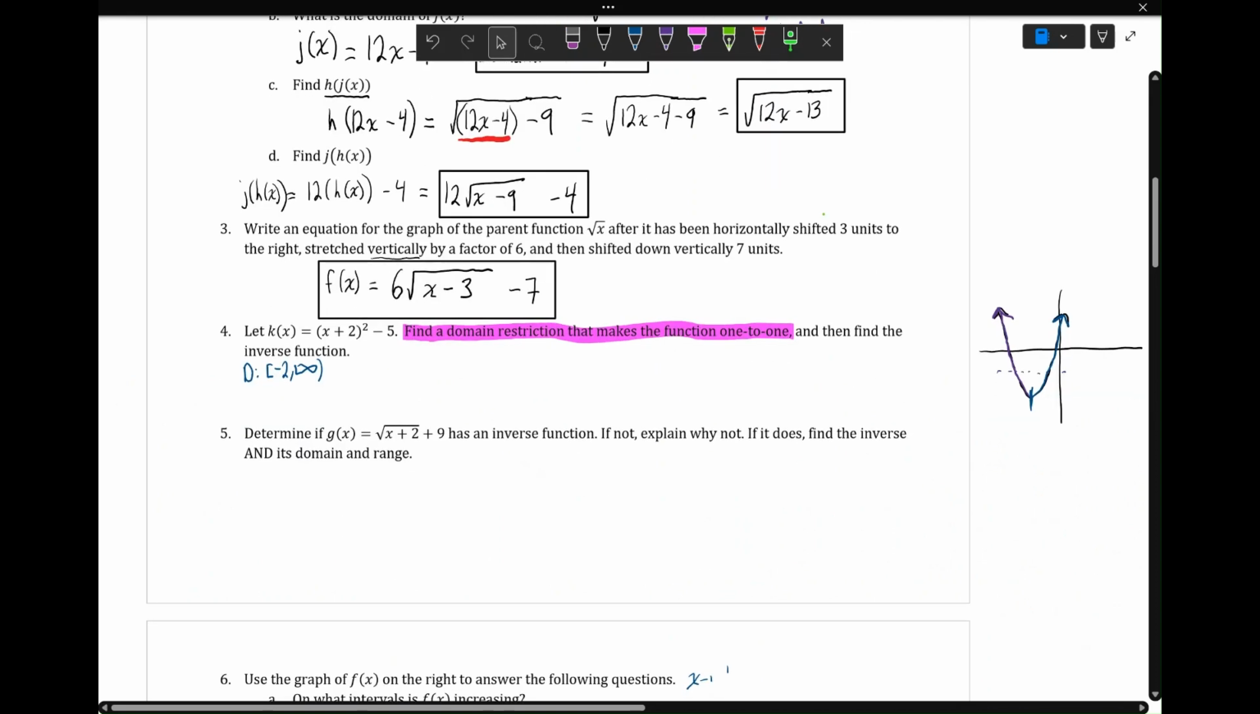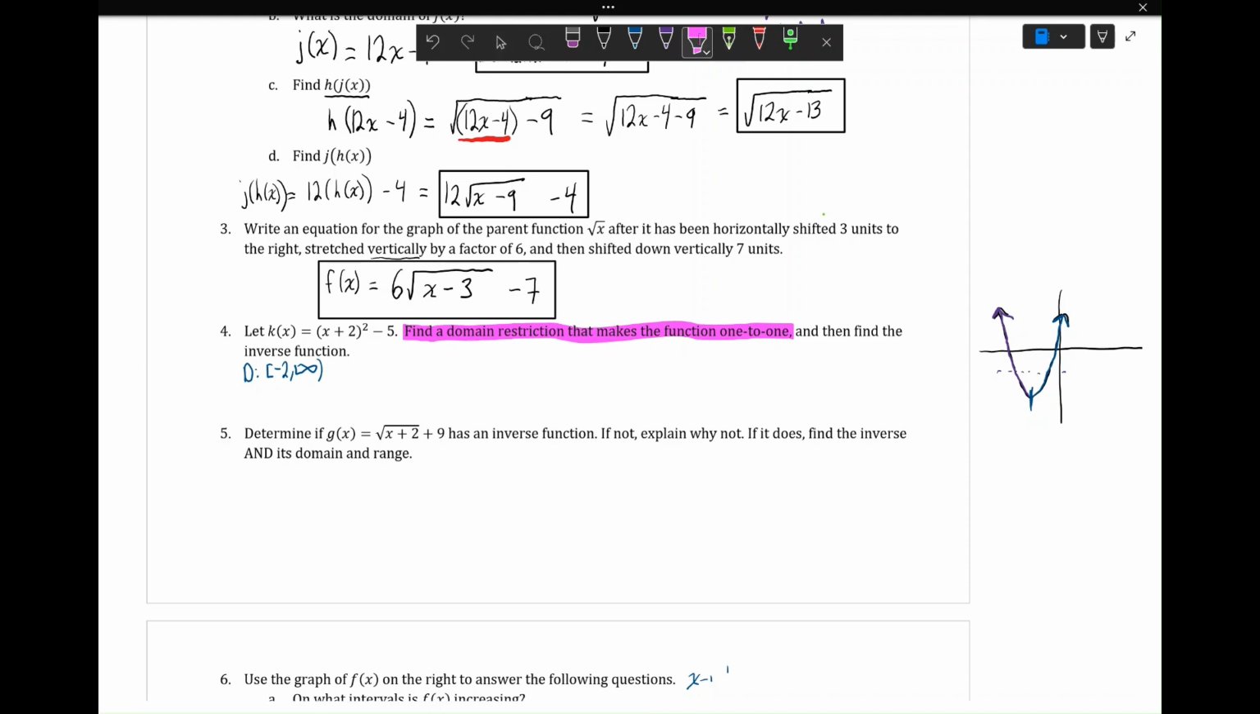Now, let's do another inverse function. In this one, we're asked to determine if it has an inverse. How do we know whether it has an inverse? It has to be one to one. We know our square root function. This is a square root function that's moved left 2 and up 9. That means it's going to look something like this.